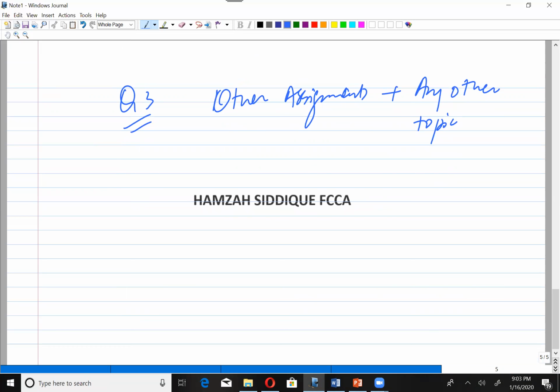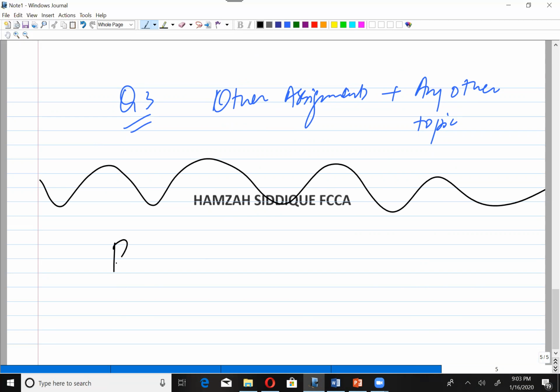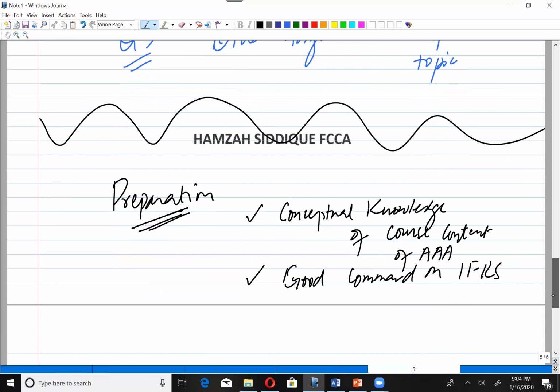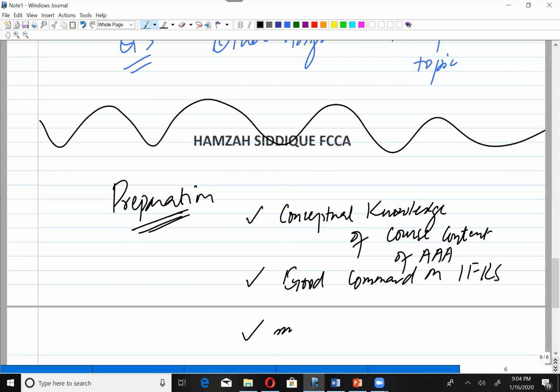Next, the most important thing: preparation, how to prepare the subject. Number one, students, conceptual knowledge of the course content of AAA, Advanced Audit and Assurance. Second is good command of IFRS. The third thing is that you must know exam techniques.